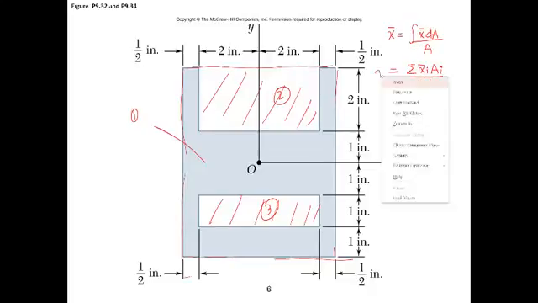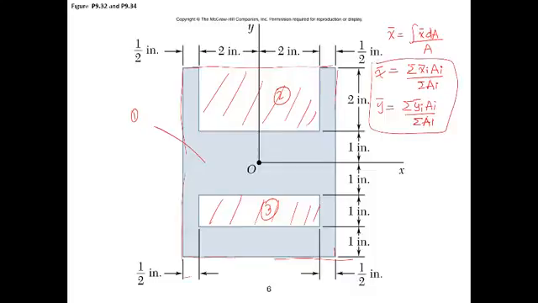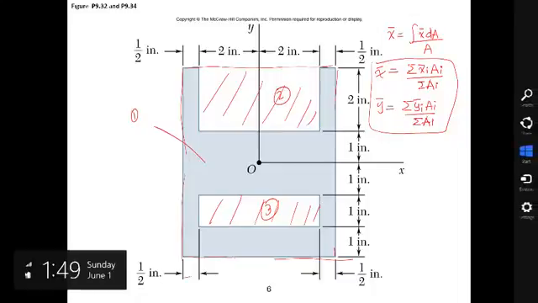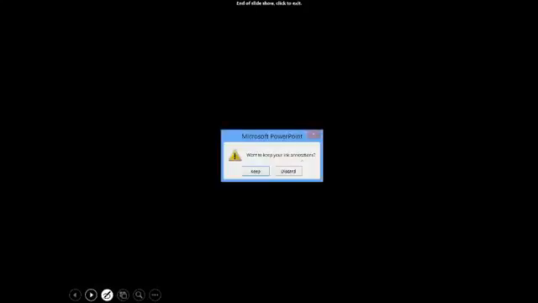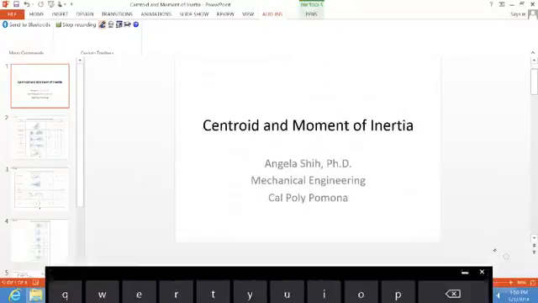I now have a new definition, or a redefinition, of what my centroid is like. And the same thing with my y, okay? And these are the two equations I will be using in finding the centroid. And that is something I would like to talk about in the next recording. So I'm going to pause this one right now and end the recording.